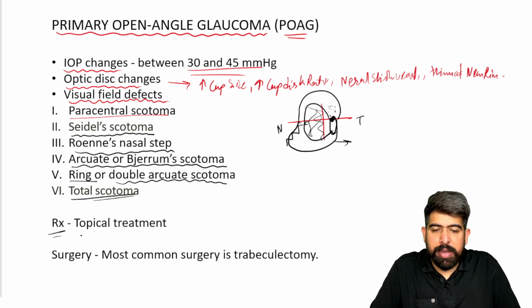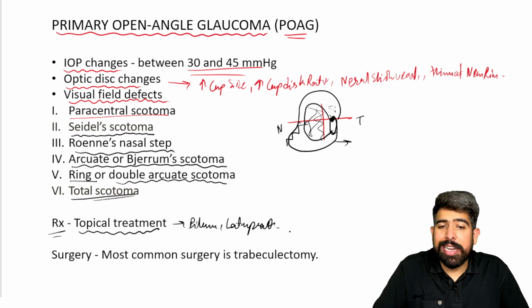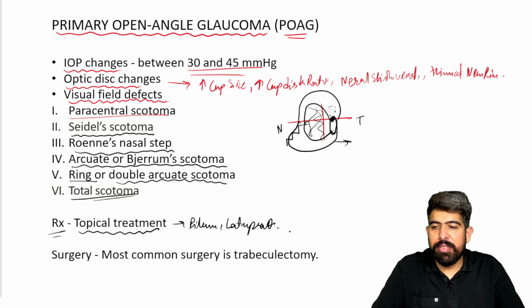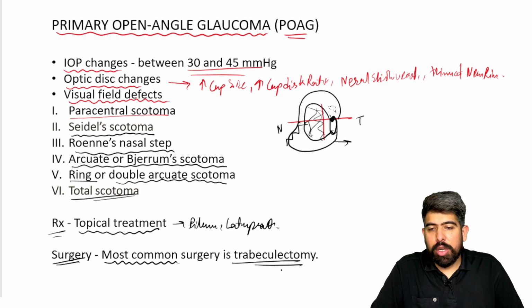Talking about the treatment, topical treatment should be given, such as pilocarpine and latanoprost. You studied the anti-glaucoma drugs well in pharmacology, so you can give all these drugs to this patient. Talking about surgery, yes, we have to do surgery. The most common surgery is trabeculectomy. Surgery should be done in these cases.